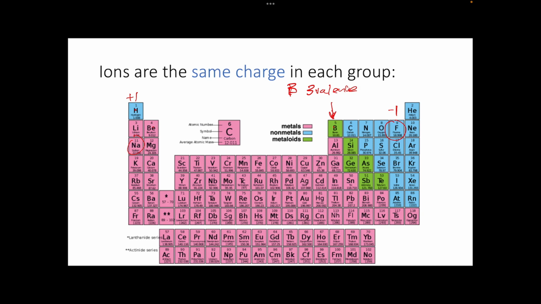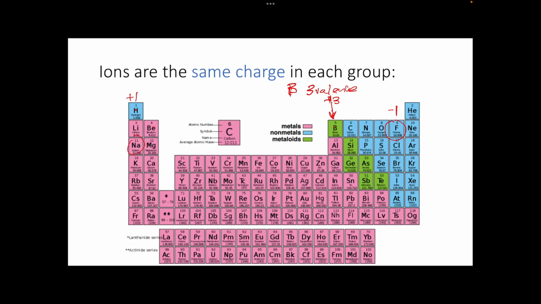Now, if you lose 3 electrons, that means you're going to have a +3 charge, because they're opposite. If you lose electrons, then it's going to be positive. If you gain electrons, it's going to be negative. So boron actually has a +3 charge.